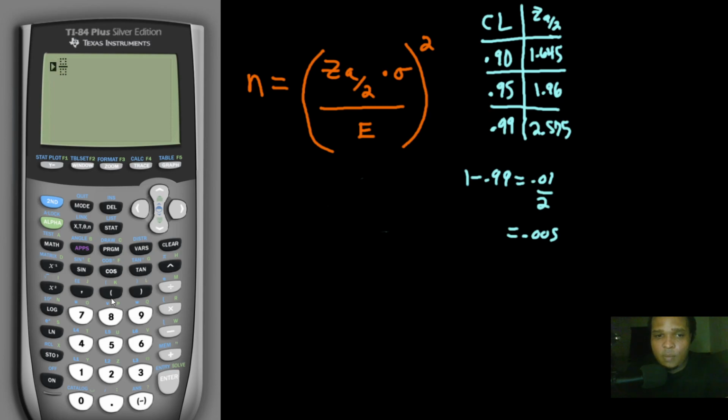You know what? Let's go over here to put everything in parentheses, nice and neat. What goes on top? We have z alpha over 2. We're using 99%, so that's going to be 2.575 times your population standard deviation, where is it? I just saw the thing. 10. It's right there in the passage, right? So 10.